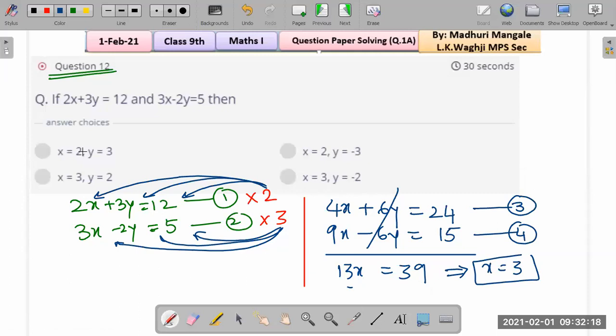You can rule out two choices here itself. X equals 3. Check. This is x equals 2, so this is wrong. X equals 2, this is wrong. You're left with just another two choices.